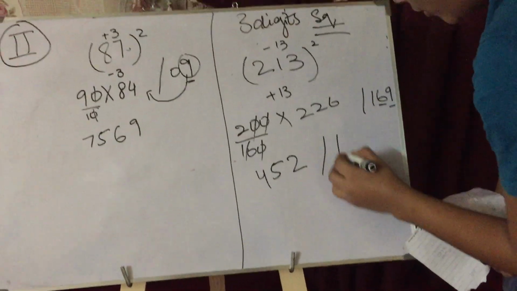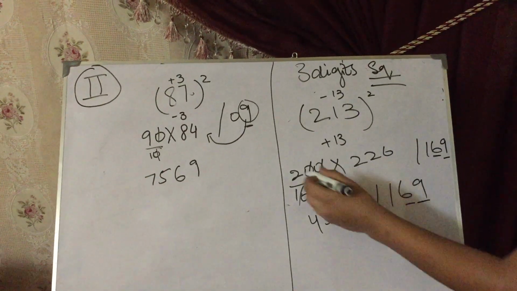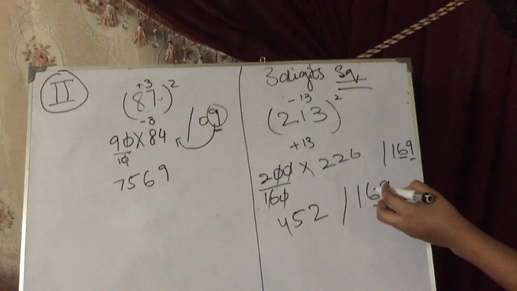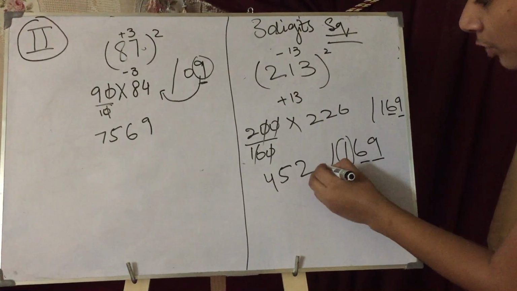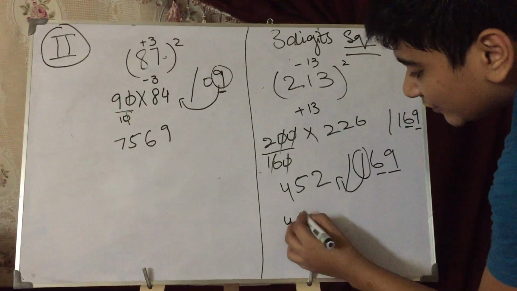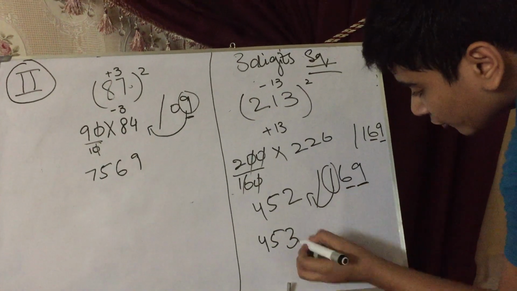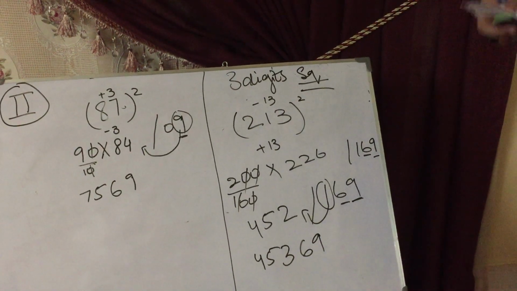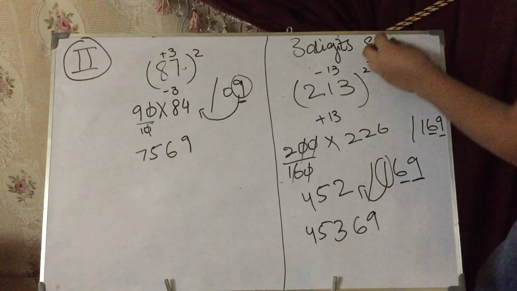And upon 169. Okay. So guys, listen. These two digits are taken on behalf of these 2 zeros. But what about this 1? So we will add this 1 to this number: 453. And these 2 digits will shift to this number, 69. 45369. Yes. If you don't understand yet, don't be tense.